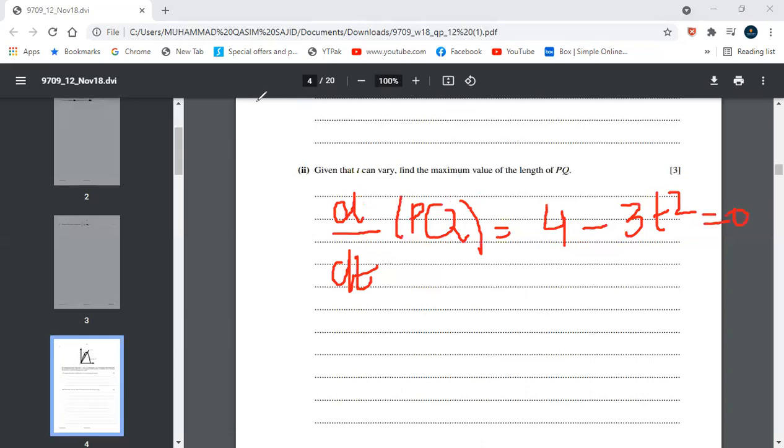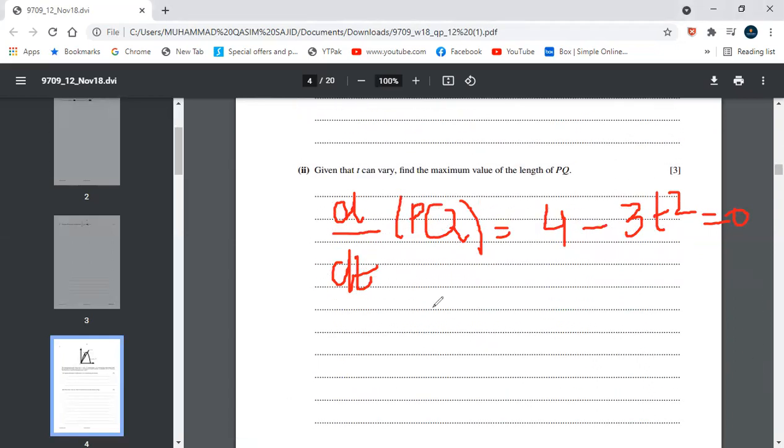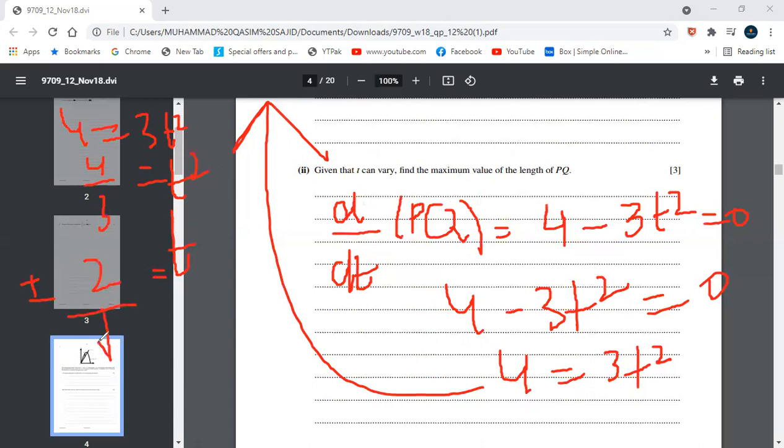So for this, the equation must be, just a minute, 4 minus 3t square equals 0. So from here, 4 equals 3t square. So 4 upon 3 equals t square. Now taking the square root on both sides, t equals plus or minus 2 into under root 3.